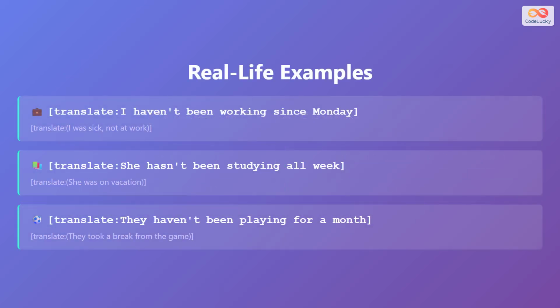Let's look at real-life situations. Example 1, I haven't been working since Monday. This means the person was sick or had other reasons and did not go to work from Monday until now. Example 2, she hasn't been studying all week. This tells us the student took a vacation and did not study during the whole week. Example 3, they haven't been playing for a month. This means the team decided to take a break from their game for 1 month. These examples show how to use this tense in everyday situations and conversations.